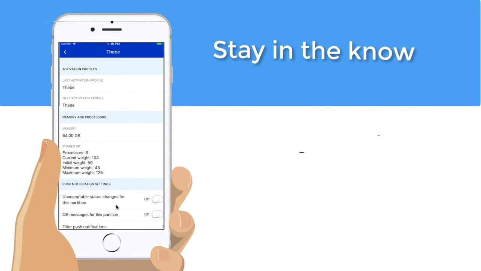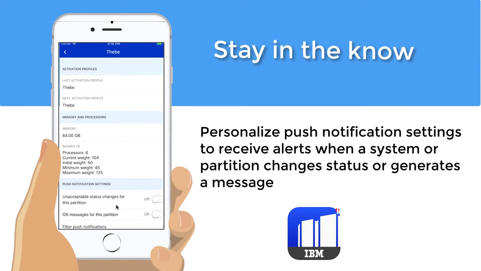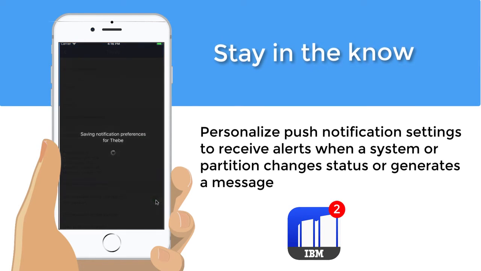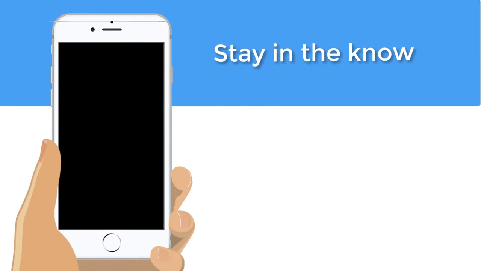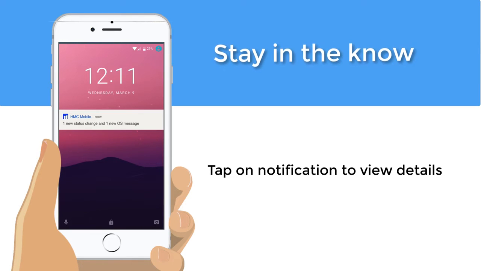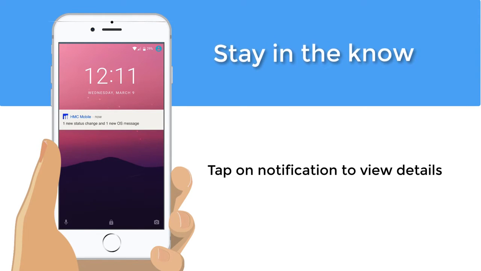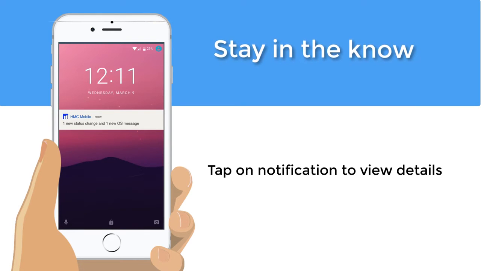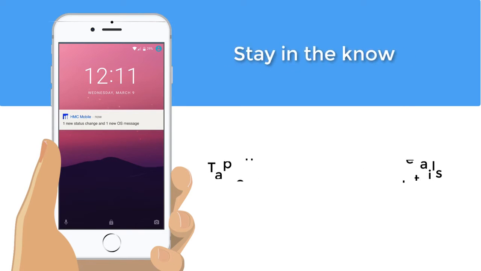You can configure push notification in both systems and partitions, so you'll be notified when, say, an unacceptable status change happens, or when new messages come in. Look, a notification just came in. We see there is one new status change and one new operating system message. For security, no further information is shown here. Just tap on the notification and it will take you into the app for more details.